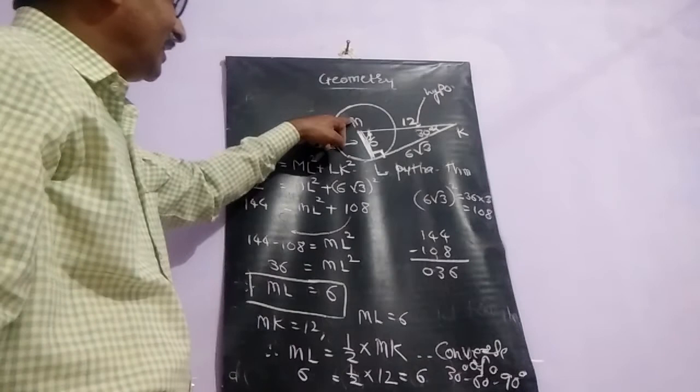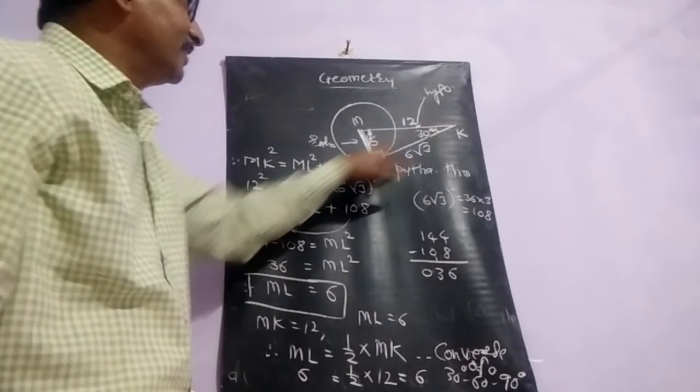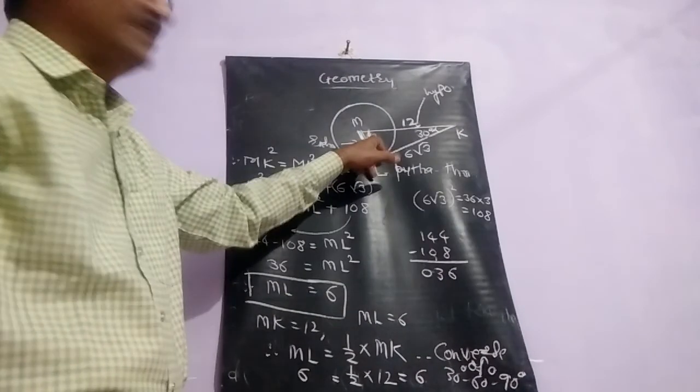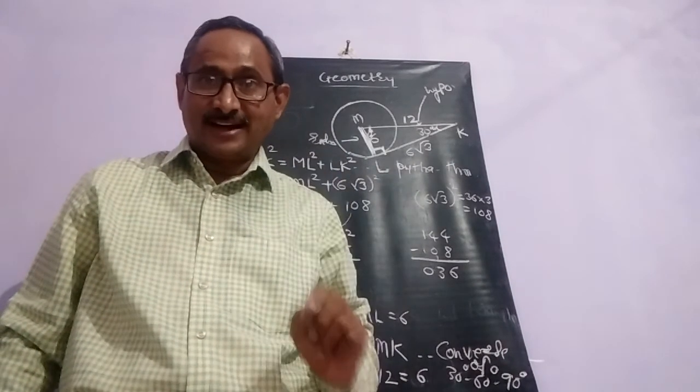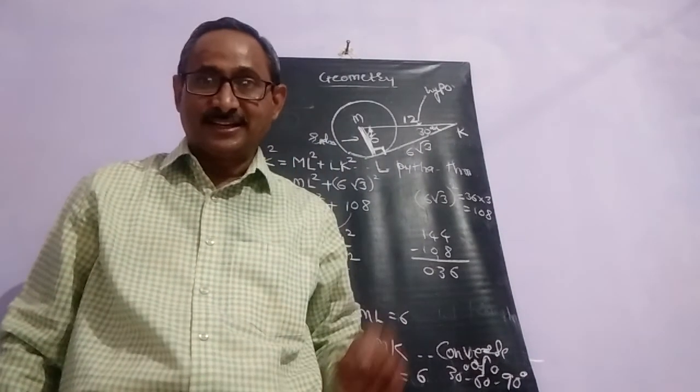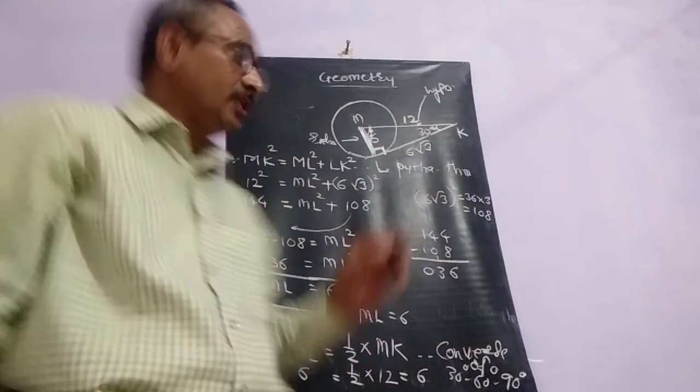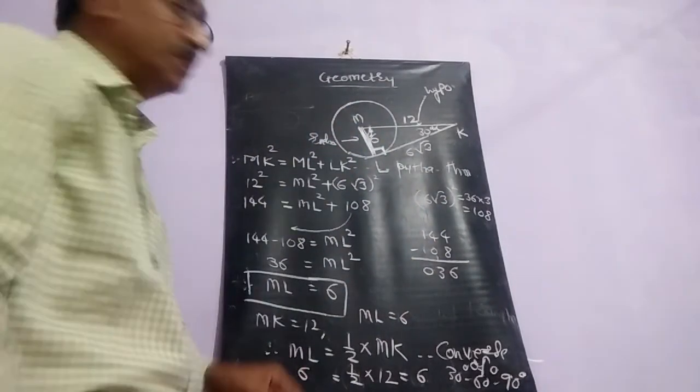In this right angle triangle MLK, this is 90, this is 30. So obviously this angle becomes 60 because it is a triangle of 30 degree, 60 degree and 90 degree. In this way we can find out all the angles of this triangle.